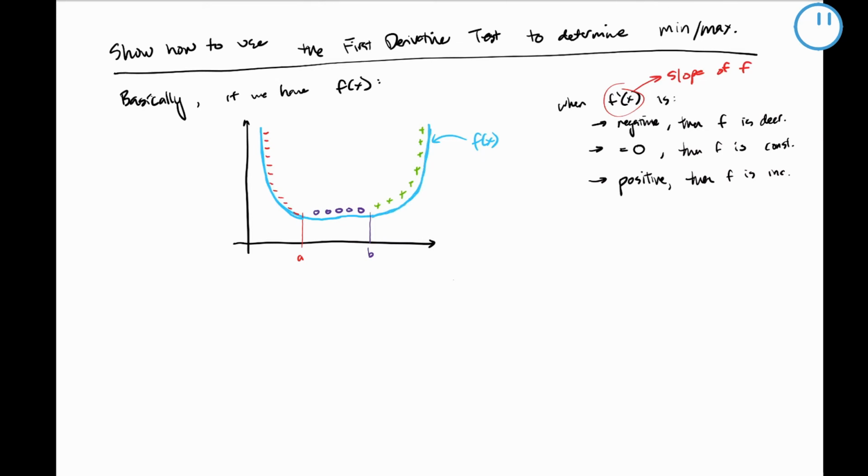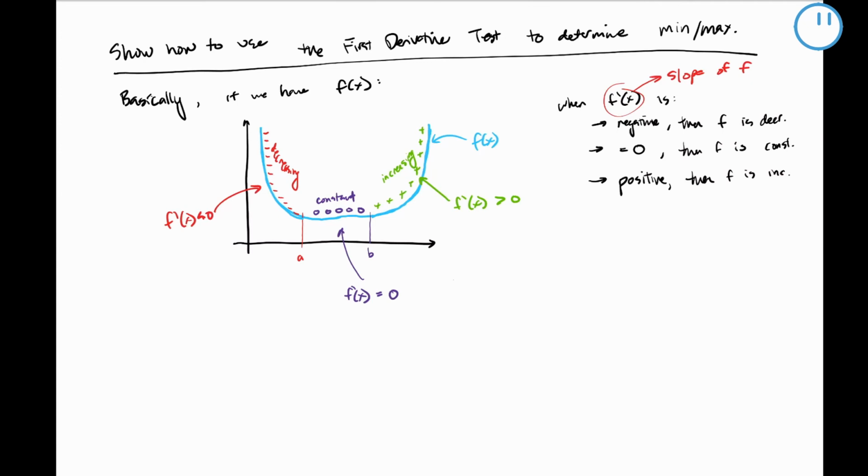And so if we were to write this out, we would say that f is decreasing here, it is constant here, and it is increasing here. And the interesting thing to note is how that reflects in the derivative. Here, we would say that f prime of x is greater than 0, or it's positive. Here, f prime of x is equal to 0. And here, f prime of x is less than 0.